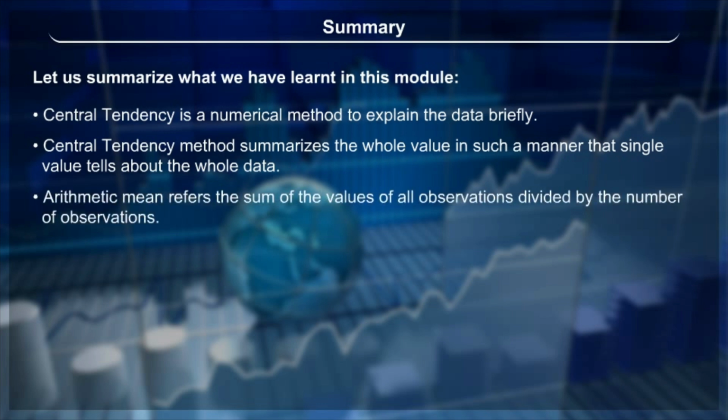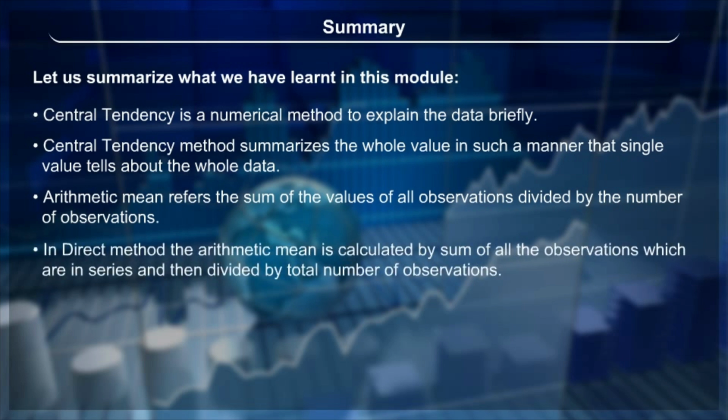Arithmetic mean refers to the sum of the values of all observations divided by the number of observations. In the direct method, the arithmetic mean is calculated by summing all the observations in the series and then dividing by the total number of observations.